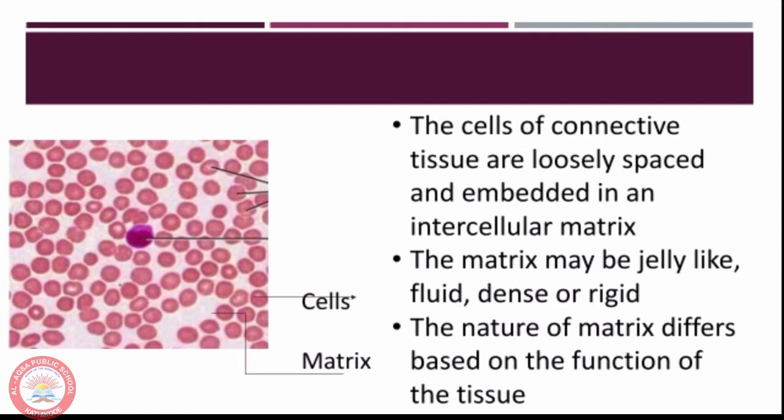In all the types of connective tissue, the cells are loosely spaced and embedded in an intercellular matrix. Embedded means they are placed in an intercellular matrix. Matrix means a material that is present in between the cells. The type of matrix may vary in different types of connective tissue based on the function of the tissue. Some matrix may be jelly-like, some may be fluid, or even some may be solid.